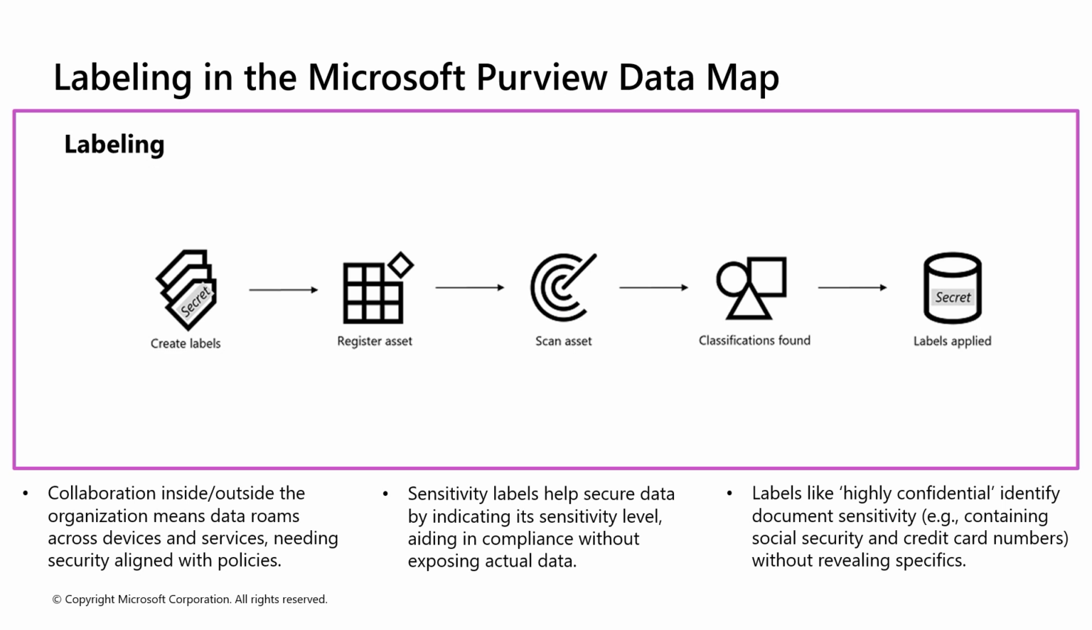That's where we're going to get into some of this labeling. So this is just part of that whole Purview process where you're going to then build the data map. You can see the process. You've created the labels. You registered the assets. You scanned the assets. You had the classifications that were found, and then you labeled the data.